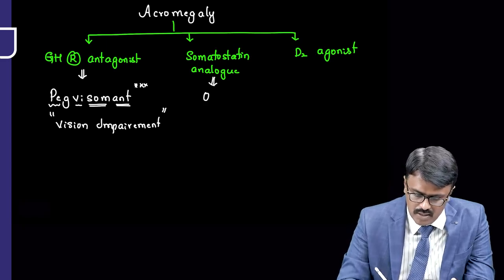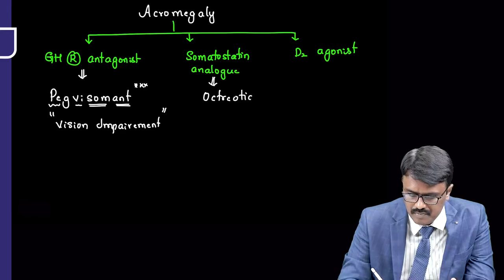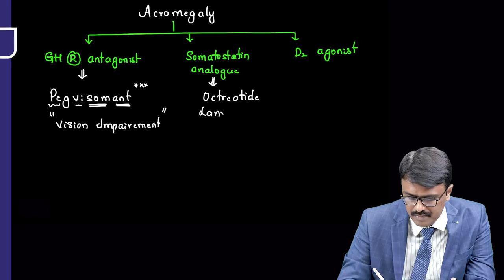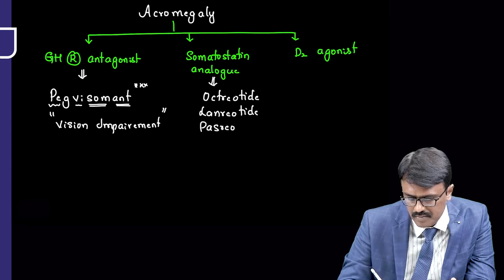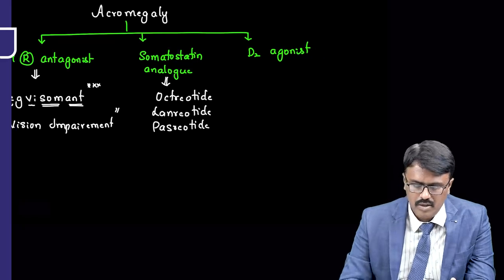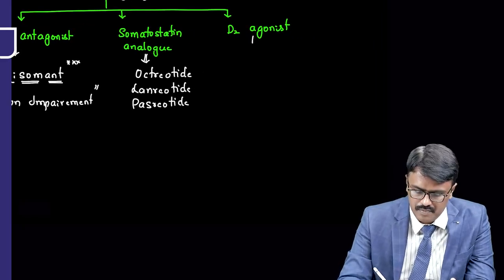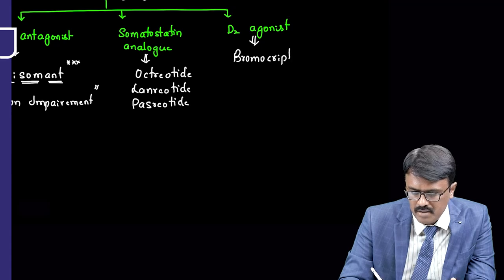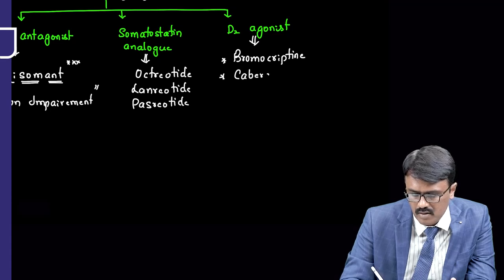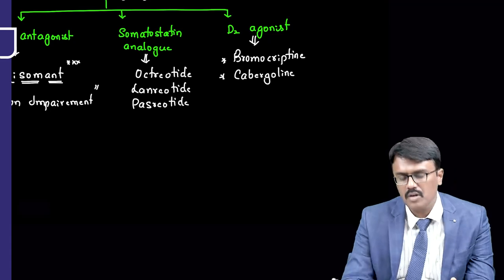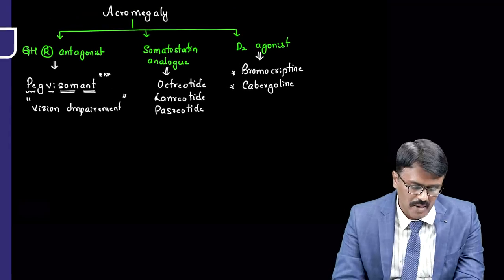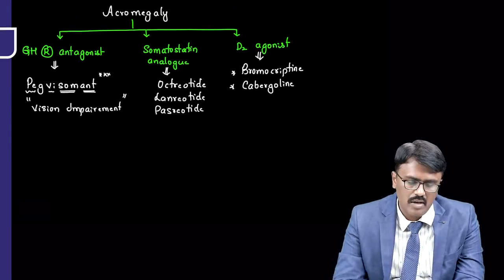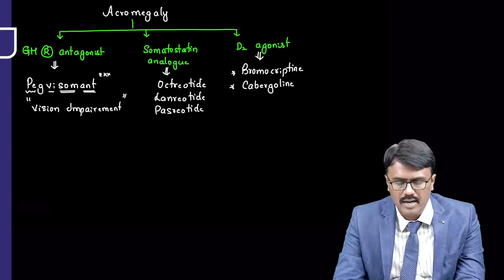Somatostatin analogs which are being used are octreotide, lanreotide, and a drug called pasireotide. Now D2 agonists which are used are bromocriptine. The name is bromocriptine, and one more drug is called cabergoline. So management of acromegaly, drug therapy, we have three modalities: growth hormone receptor antagonist, somatostatin analog, and D2 agonist.